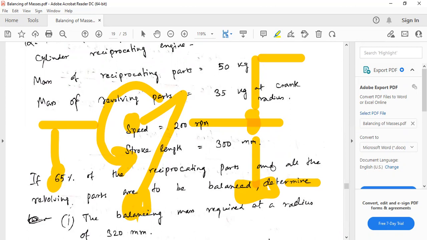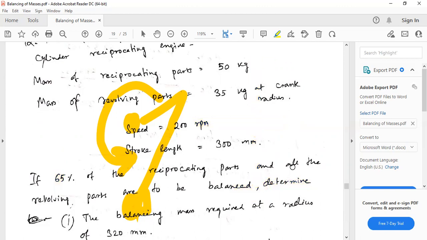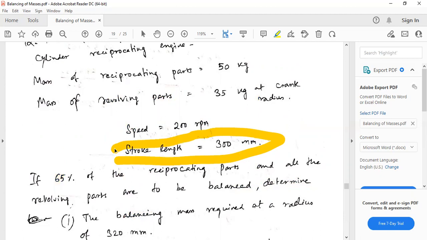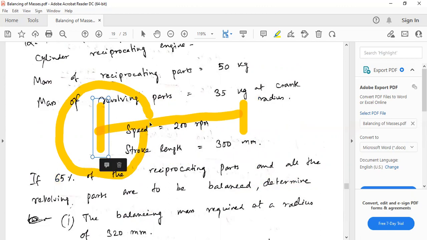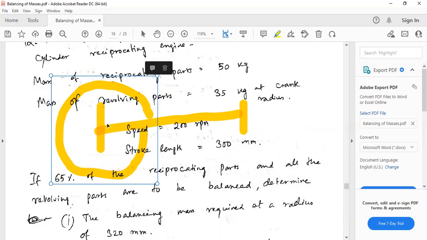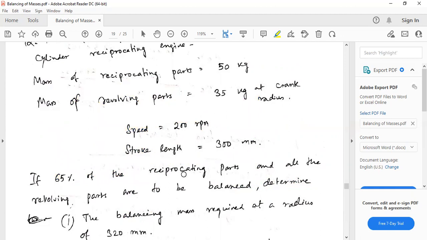Between top dead center and bottom dead center, the total length is called the stroke of the engine. So we are given the stroke length 300. This is the stroke length between top dead center and bottom dead center, and this is the crank that rotates here. The crank covers this distance plus this distance, so the crank length plus crank length gives you the stroke length.